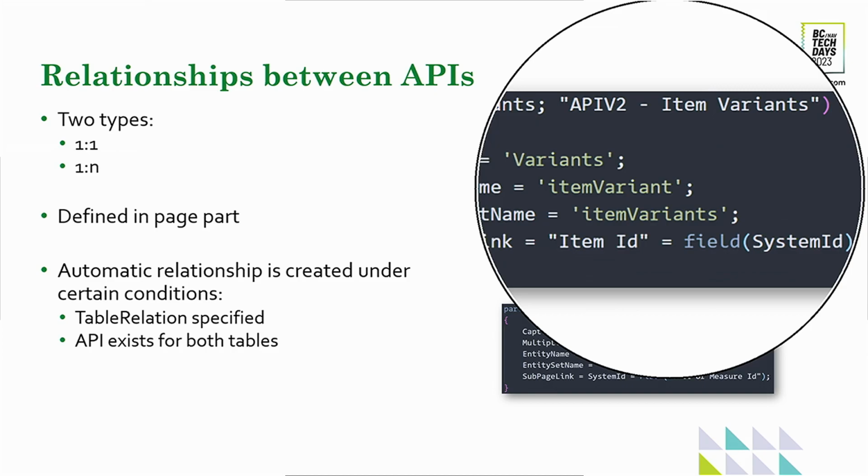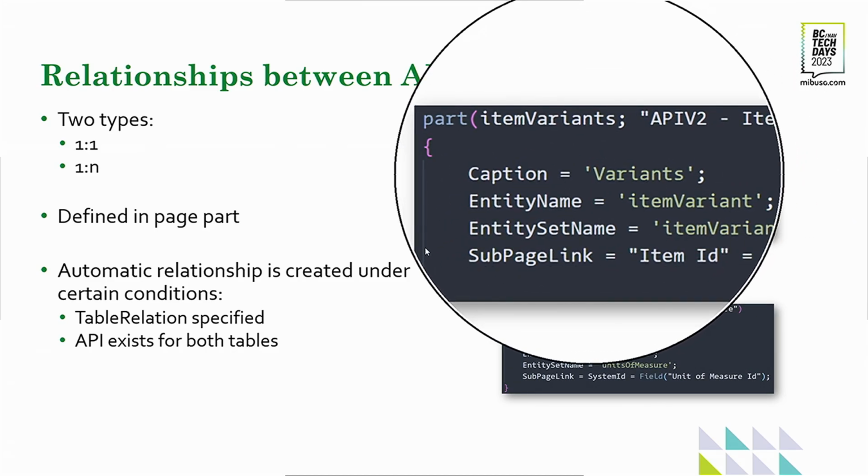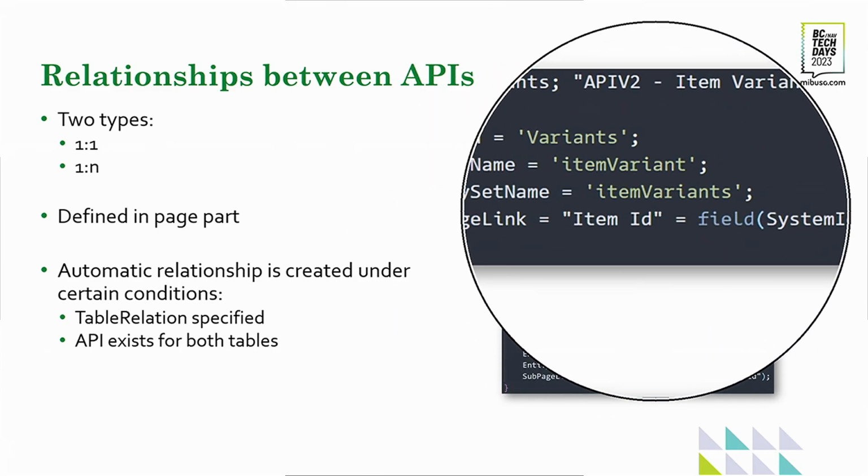That's also possible. And you define an entity name, entity set name on that. Well, actually only if the other page is not an API page. If the other page is an API page, you can leave out entity name and entity set name here, and you do the subpage link, and that's it. And in that case, you can just do $expand, etc.